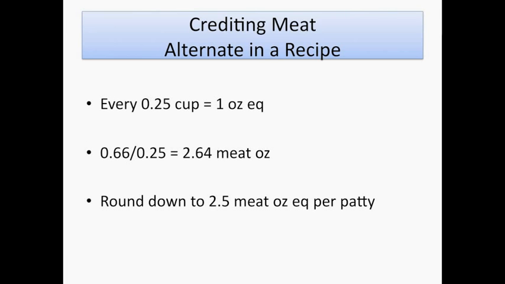Every 1/4 of a cup equals 1 ounce equivalent, so we easily change a fraction to a decimal, and the 1/4 of a cup becomes 0.25 cups. Then we divide the 0.66 cups that are in each serving by 0.25 because we want to know how many 1/4 cup servings or 1 ounce equivalents are in each serving. We end up with 2.64 meat ounce equivalent, which rounds down to 2.5.